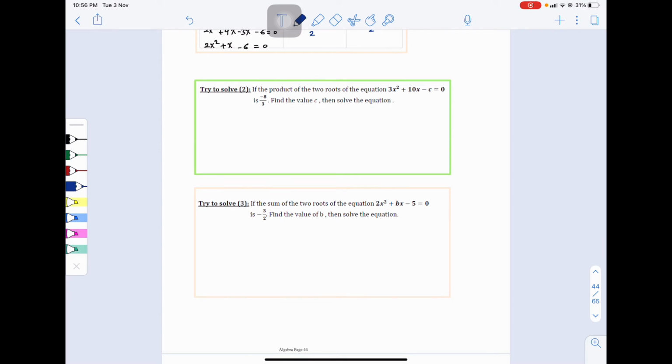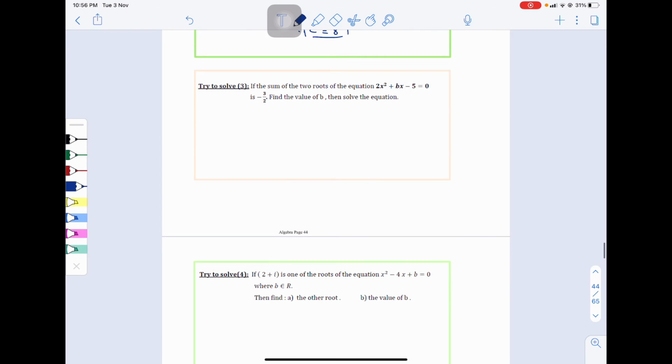In this example, if the product of the two roots of the equation 3x power 2 plus 10x minus c equals 0 is negative 8 over 3, we know that the product of the two roots equals c over a. So negative c over 3 equals negative 8 over 3. Ignore 3 with 3, ignore negative with negative, so c equals 8.